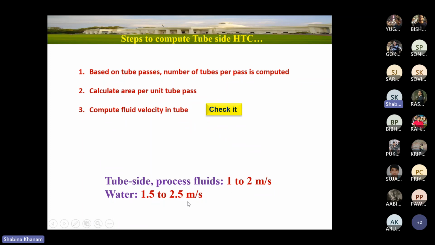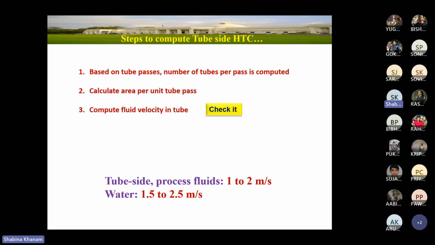Otherwise, if you are having lesser velocity, you need to increase the passes. So let's say if I was having 1-2 pass, now I am having 1-4 pass. You are not changing the shell pass, only consider the tube pass.